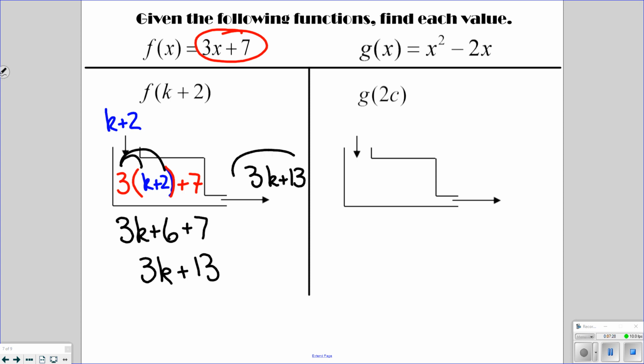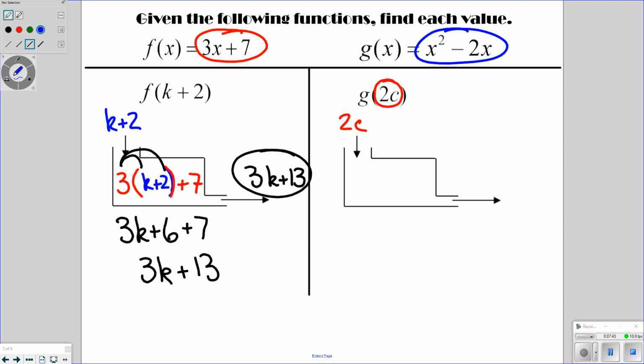We'll do the same thing on the next one. We have our input on this one is going to be 2c. Our rule for this one is x squared minus 2x. But anytime I have an x, I'm going to replace it with a 2c.